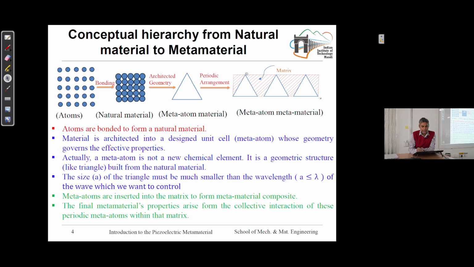So you can see we have this so-called meta atom. This is a meta atom. A meta atom is a specific shape that is given to the base material. And we can have this, as you can see, in periodic order, in a sequence.